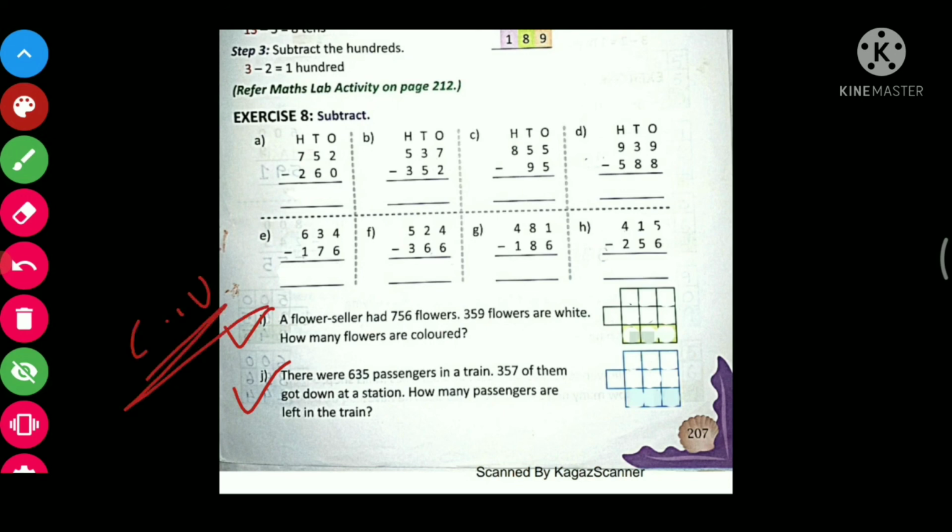Okay, so that's all for today. I hope that you have understood about the regrouping of 100 place value while subtracting.